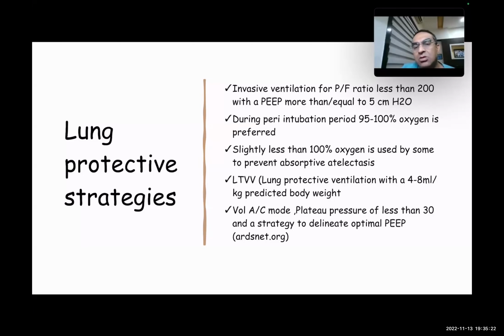If your patient is not saturating well, you keep on going up on the flows and the FiO2s. And do remember that if your patient is requiring more than 30 liters flow, then this patient is satisfying the criteria for moderate to severe ARDS. And that's when you should start thinking that your HFNC is probably not working well enough. And then these patients would require invasive ventilation.